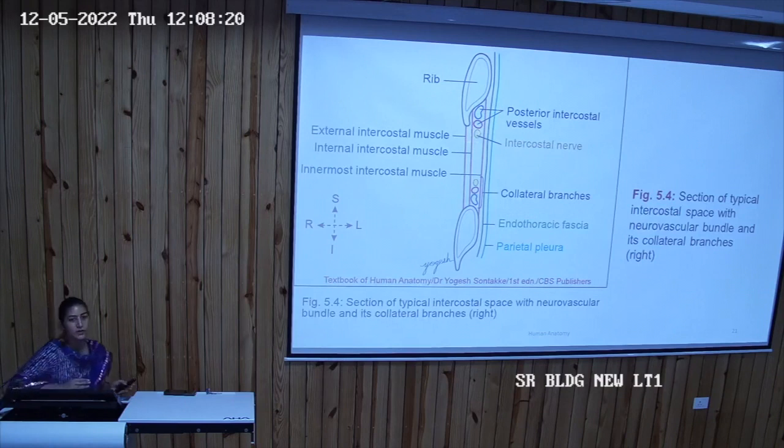So these are the intercostal vein, the intercostal artery and the intercostal nerve. The arrangement in the costal groove is vein, artery and nerve. So where do you find the costal groove? On the lower border of all the ribs. The lower border of all ribs has the costal groove, and the content of the costal groove is vein, artery and nerve.